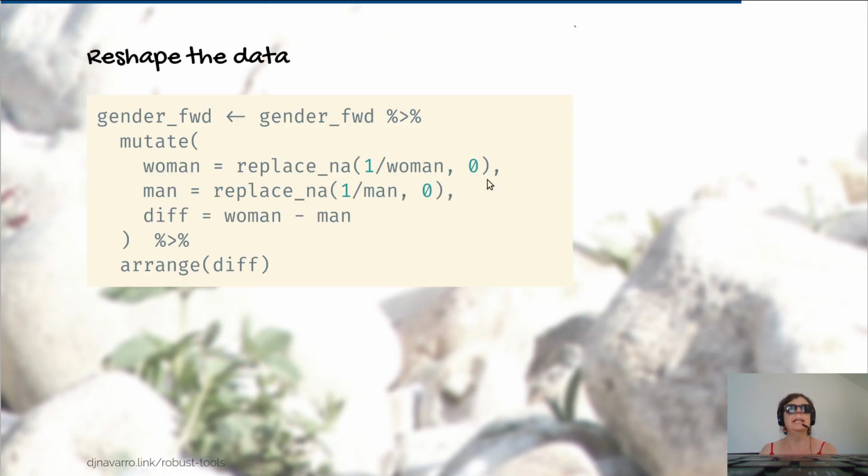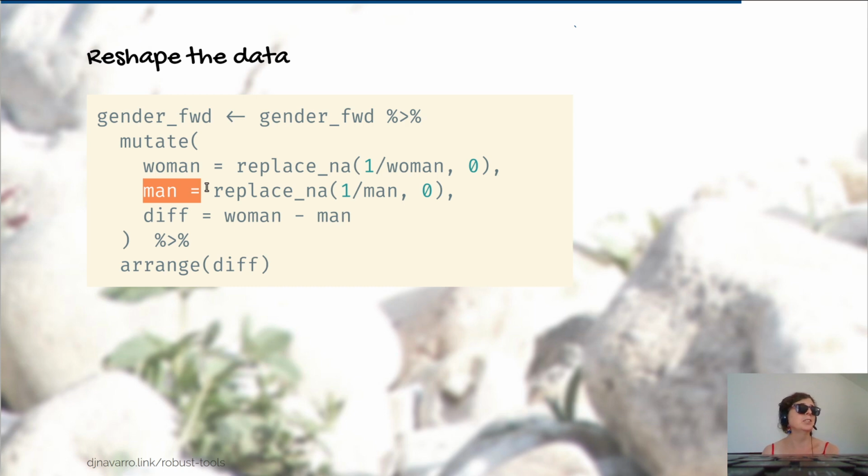So if we go back here, that's what replace na is doing. We've taken the value of 1 over woman, and anything that was missing we've replaced with a 0. So over here we've taken the value 1 over man and replaced it with 0, and then I've used that to create new woman and man variables.